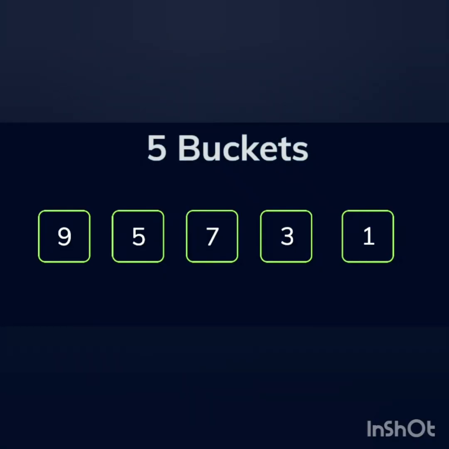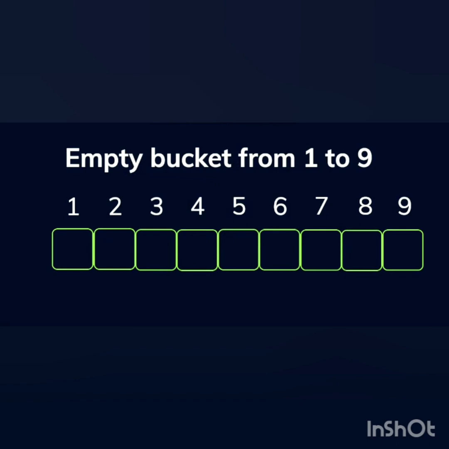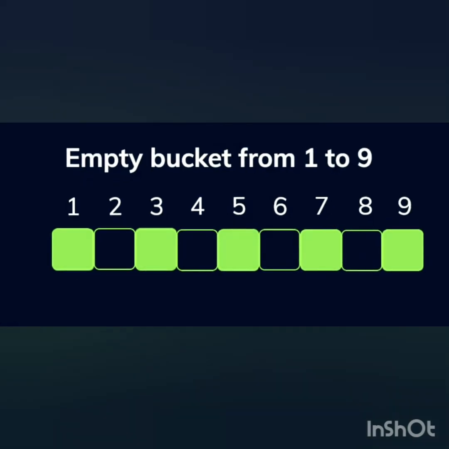Let's say we have an unsorted array of numbers 9, 5, 7, 3, and 1. We want to sort this array using bucket sort, a sorting algorithm that divides an input array into a number of smaller buckets. So we have numbers from 1 to 9. First, we create an array of empty buckets, with one bucket for each possible value in the range of the input numbers. After sorting each bucket, we have the following sorted buckets.